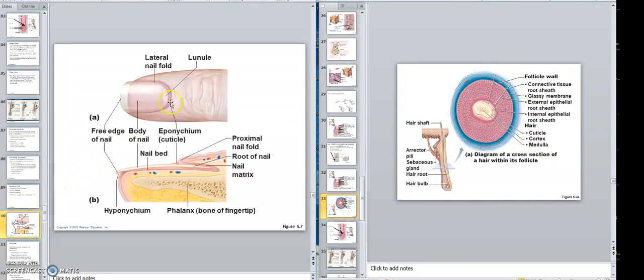So here's a nail. These are the structures. See, that's the cuticle, which they call the eponychium. Cuticle, fancy name, eponychium. Here's your free edge. Here's the nail. Now back here you have nail matrix cells. See, the nail did just like the hair. The stratum basale migrated, but instead of making hair matrix, it made nail matrix.